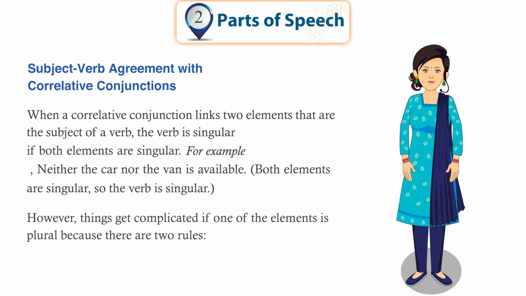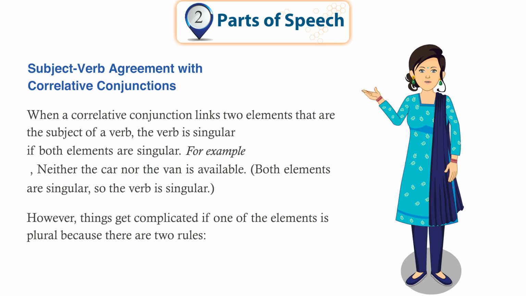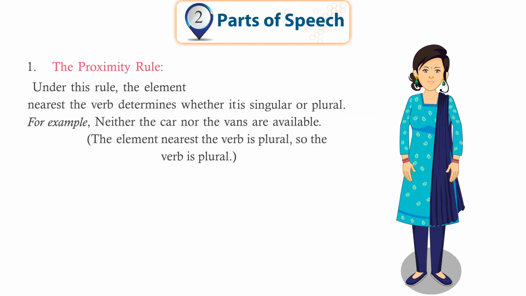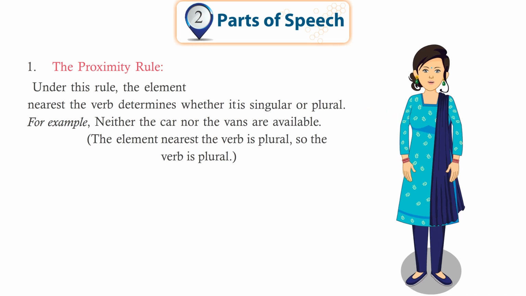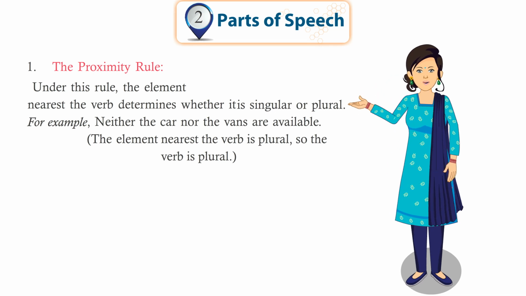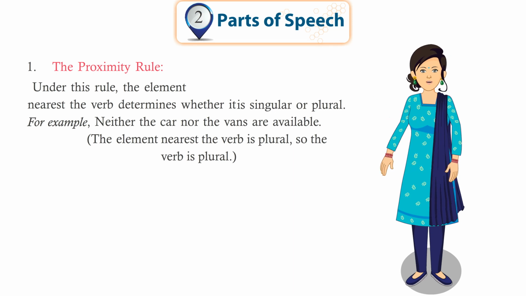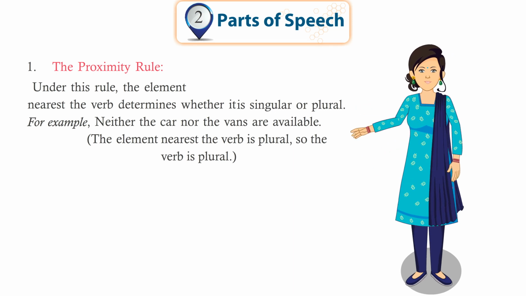However, things get complicated if one of the elements is plural because there are two rules. The proximity rule. Under this rule, the element nearest the verb determines whether it is singular or plural. For example, neither the car nor the vans are available. The element nearest the verb is plural, so the verb is plural.